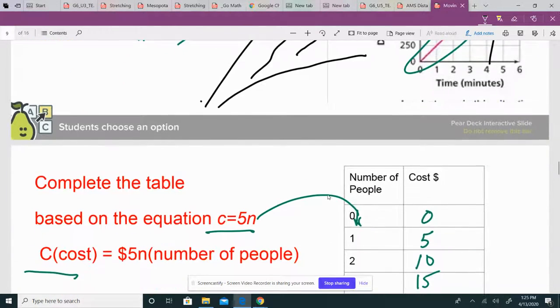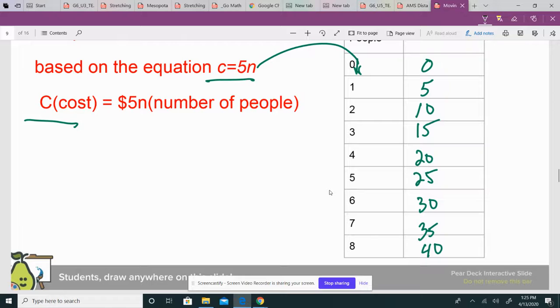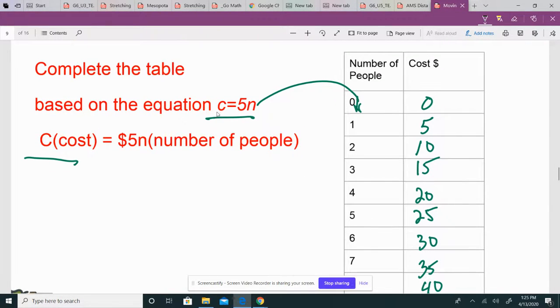Okay. This table was almost an insult to your intelligence. Come on, people, you know this. If we're looking at a table, the first value being X, the second value being Y. In this case, this was really N, and this was C. So cost is 5N. 0 times 5, 0. 1 times 5, 5. 2 times 5, 10. 3 times 5, 15. 4 times 5, 20, and so on.